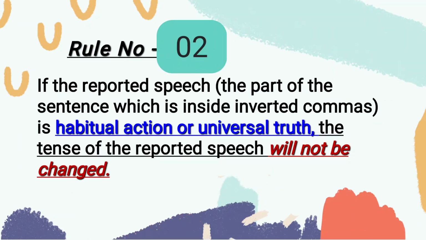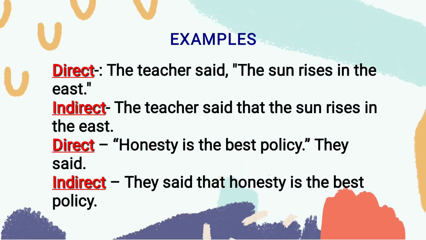Rule number two. If the reported speech, it means the part of the sentence which is inside the inverted commas, is a habitual action or universal truth, the tense of the reported speech will not be changed. Okay, if the reported speech is a habitual action or universal truth, in that case, we cannot change the tense of the reported speech. There is an example.